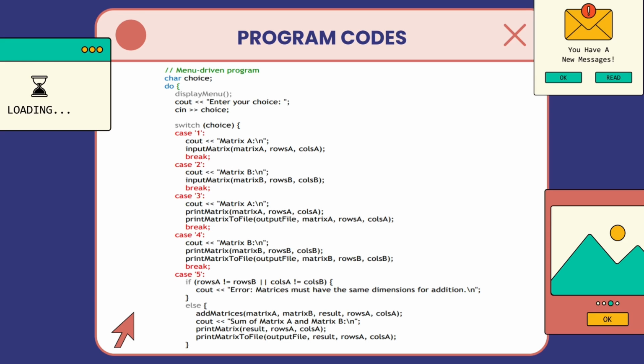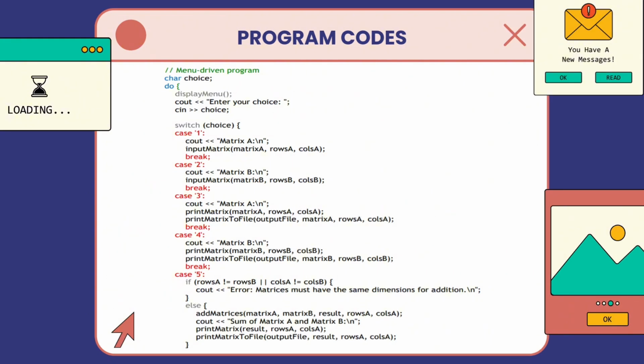So for case 1, if we input the number 1, it will appear for matrix A, and we need to input matrix A, how many rows and how many columns for matrix A. Same as case 2, we need to input matrix B, how many rows for matrix B and how many columns for matrix B. Next, for case 3, if we input the choice number 3, it will print or appear the matrix A. And then same as case 4, if we input number 4, it will output the matrix B.